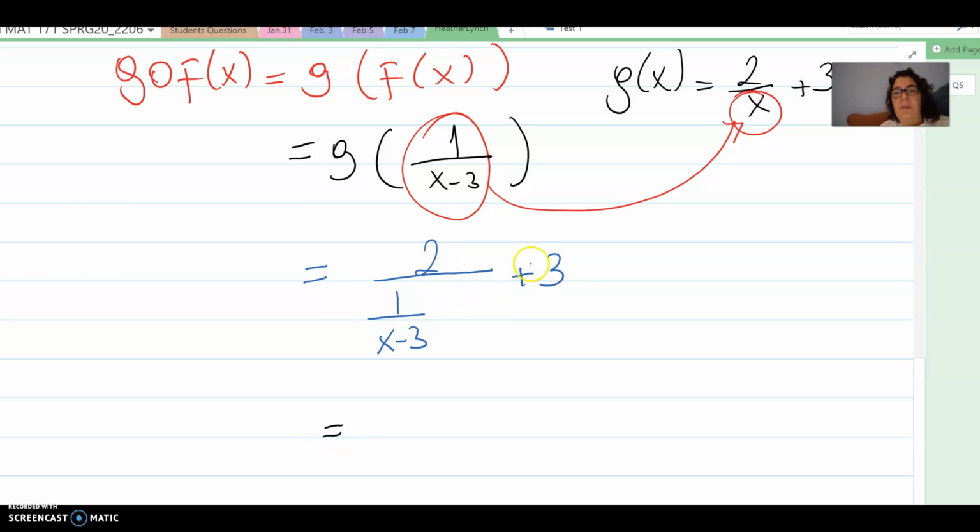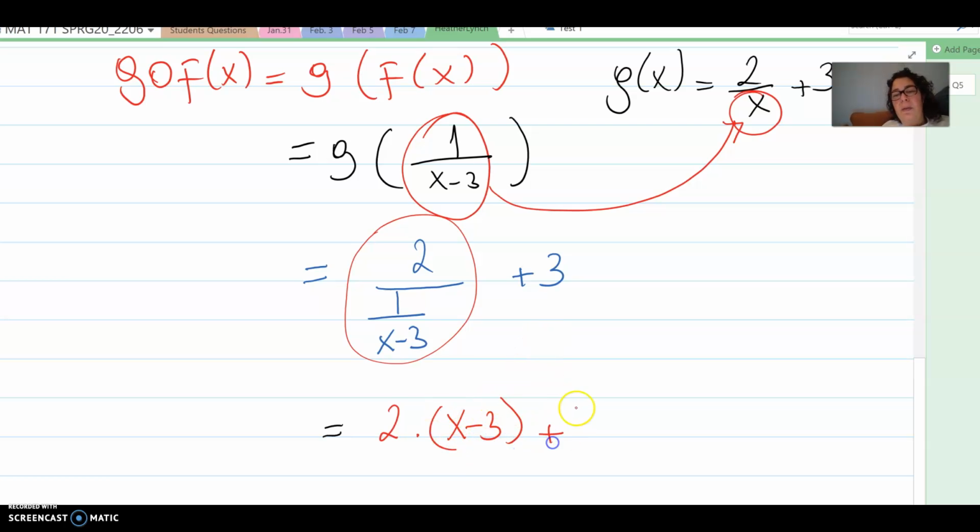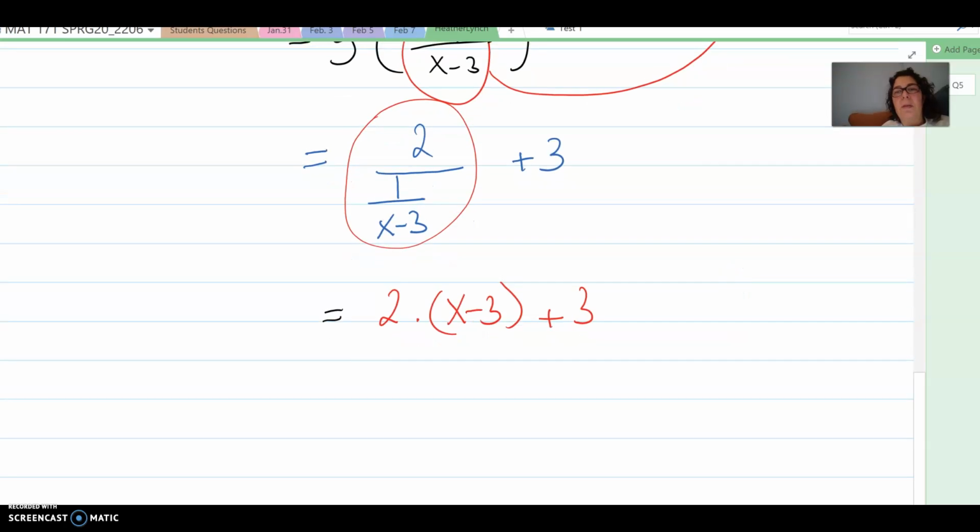Keep, change, flip. I need to figure out what's happening here first. So for this, keep 2, change division to multiplication, and flip it. And then I have plus 3 also. So let's see what's going to happen here. Open up this parentheses. That will be 2x minus 6 plus 3. Then we're going to end up with 2x minus 3.